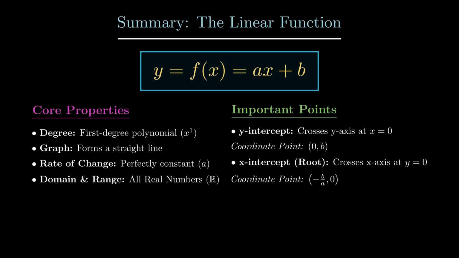Next, keep these important points in mind when graphing. The y-intercept is where the line crosses the vertical axis at x equals 0, giving us the coordinate point (0, b). The x-intercept, which is also called the root, is where the line crosses the horizontal axis at y equals 0. You can always find this coordinate point by calculating minus b over a, 0. Master these simple properties and you can understand any straight line in mathematics.